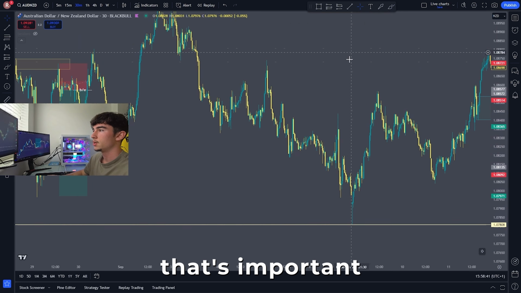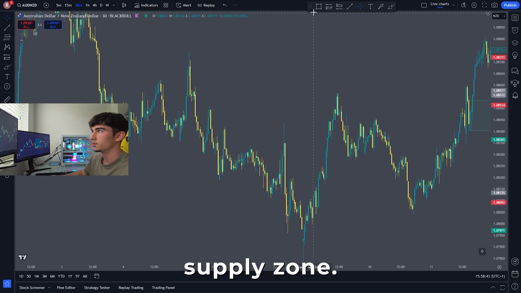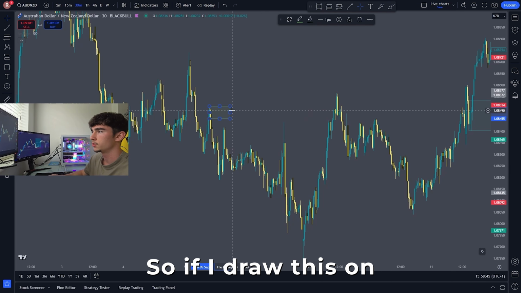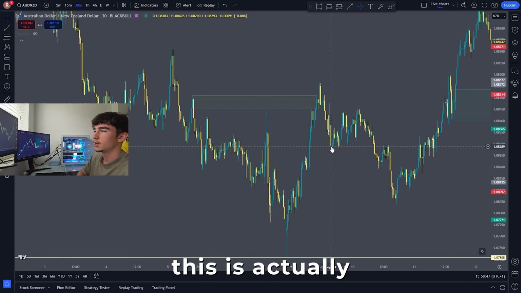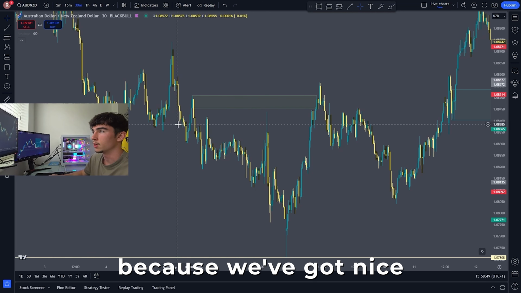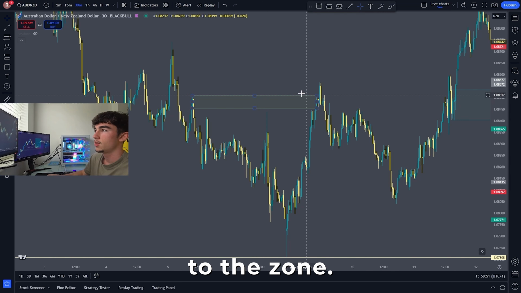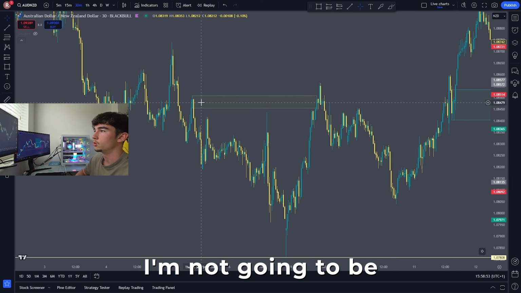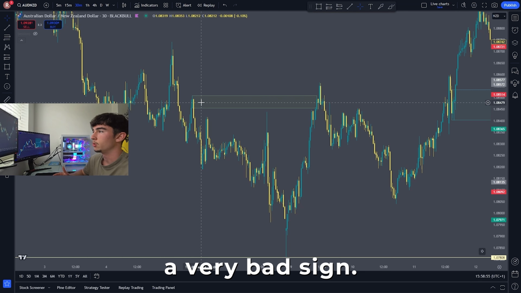The next thing that's important is that we don't close in any sort of supply zone. So if I draw this on right here, you guys will see this is actually a liquidity supply zone, because we've got nice highs in front and we come to the zone. If we respect any type of zone like this, I'm not going to be taking demands. That's obviously a very bad sign.